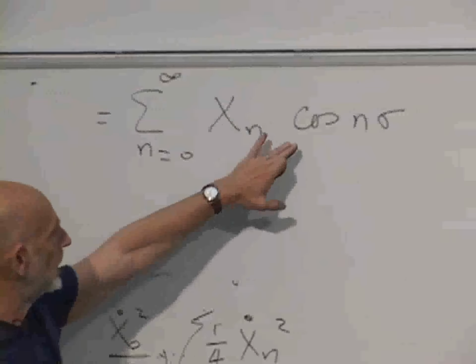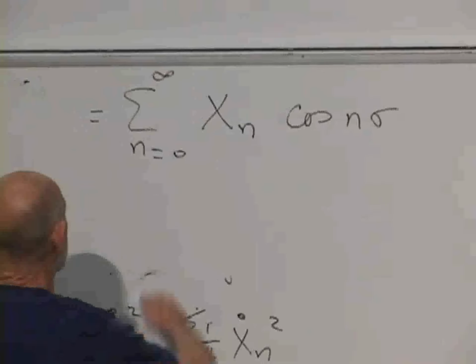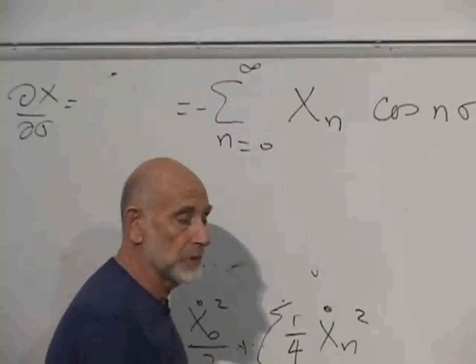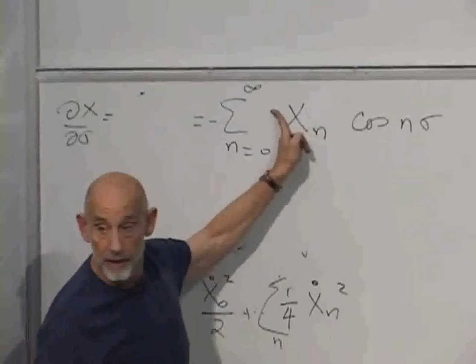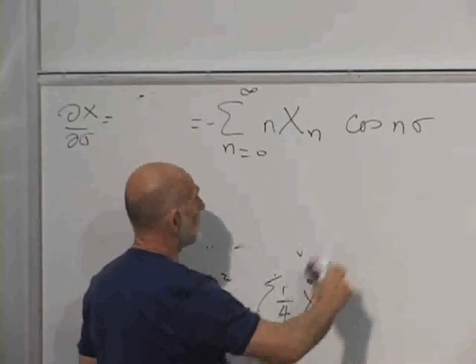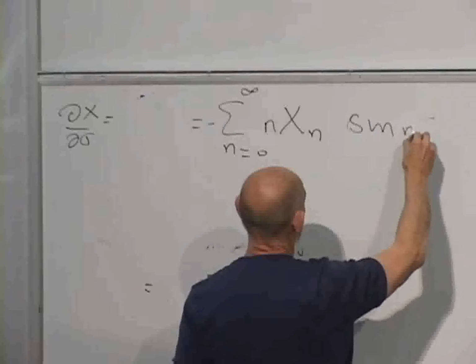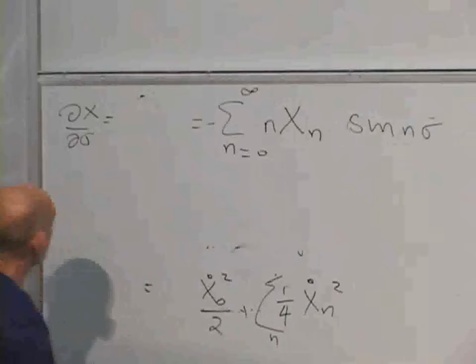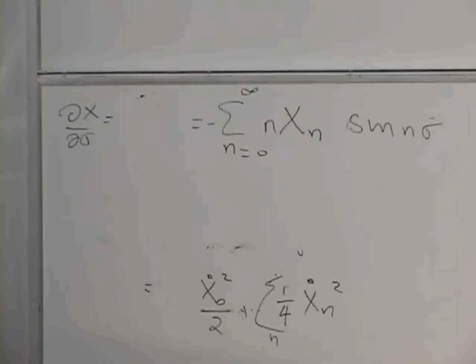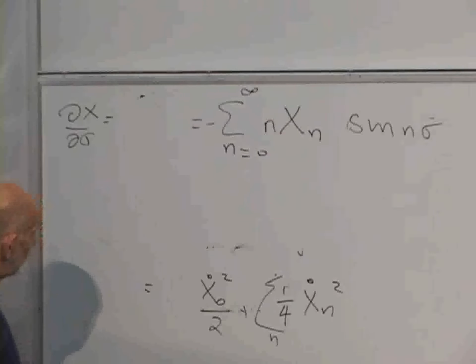What happens when you differentiate a cosine of n sigma with respect to sigma? You get a minus. Cosine becomes sine, but there's also a factor of n. So there's an n here. So that's the derivative of x with respect to sigma. Notice if x involves cosines, the derivative of x with respect to sigma involves sines. If one is Dirichlet, the other is Neumann, and vice versa.